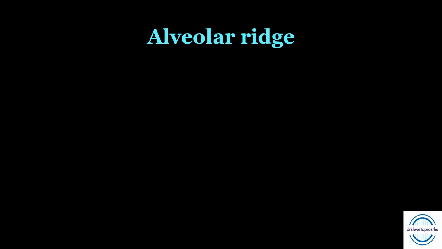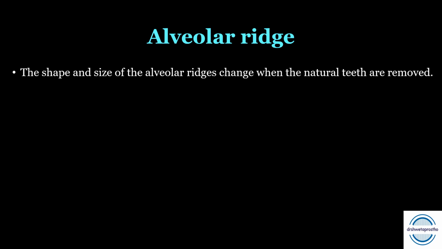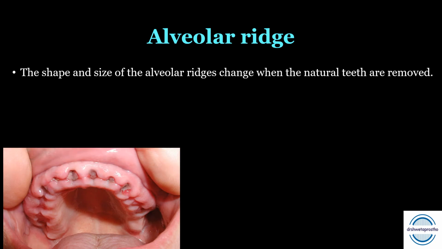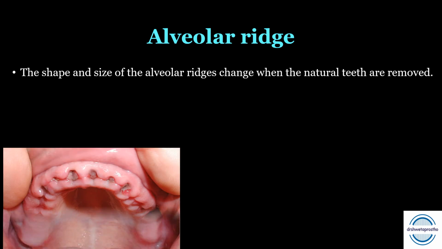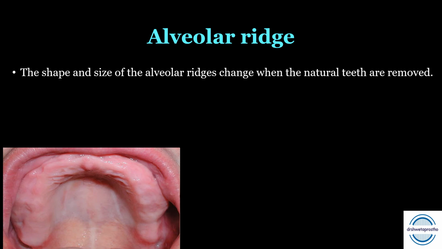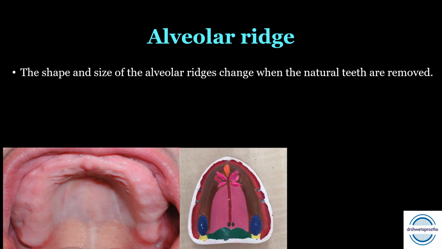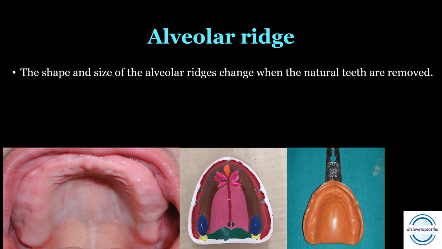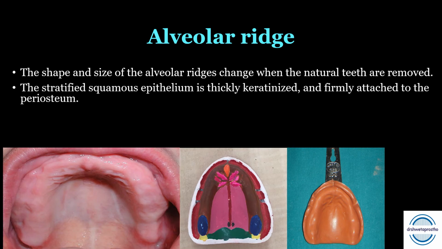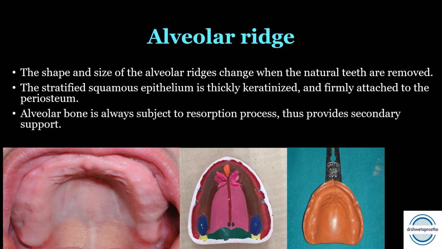Alveolar ridge. You know, the shape and size of the alveolar ridge change when the natural teeth are removed. When the natural teeth are extracted, the sockets are filled with bone and the bone form changes. We can easily locate them on the cast, and it appears as an alveolar groove in the impression. Now, why is it a stress bearing area? Because it is covered with stratified squamous epithelium, which is thickly keratinized and firmly attached to the periosteum. But why secondary? Because the alveolar bone is always subject to the resorption process. So it is a secondary stress bearing area.